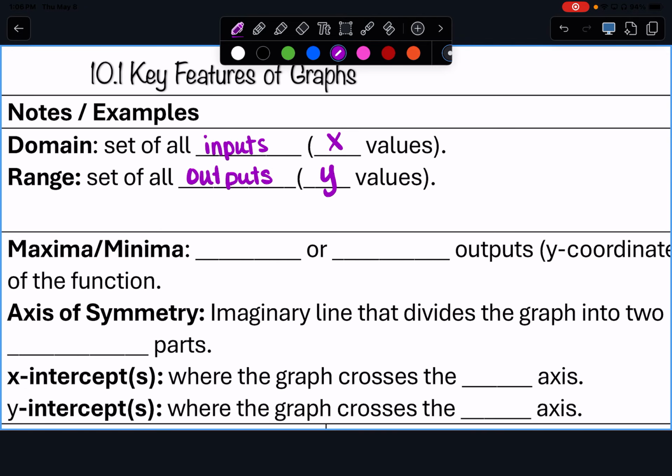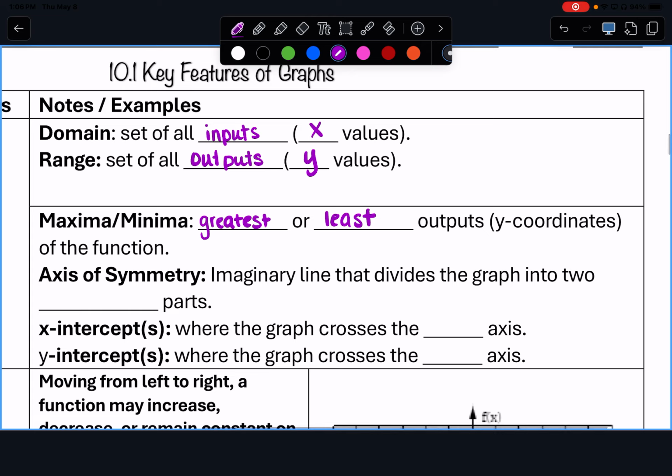Now, the next thing we're going to talk about is maxima and minima. That's just the same thing as maximum and minimum, okay? So when we have a maxima, it is the greatest outputs, so the greatest y values of the function, yes? Yes. Okay, if we have a minima, we're talking about the least outputs or the least y values of the function.